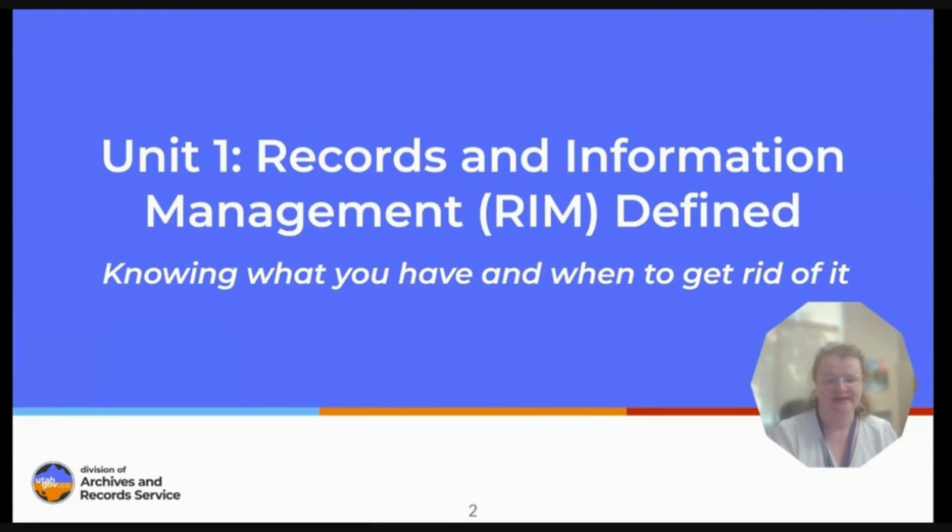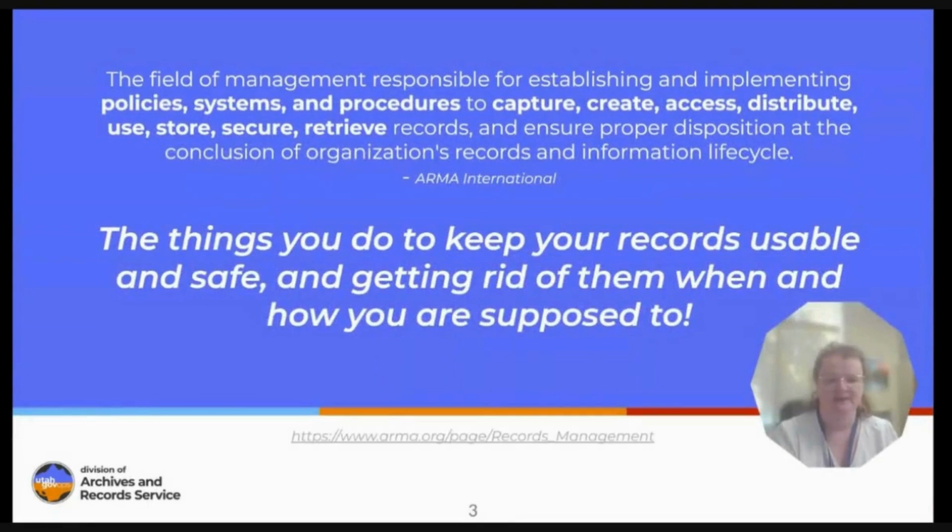So Unit 1, every industry, including government, practices some form of records management. So there are a lot of ways that records management can be defined. This definition up top is from ARMA, which is the American Records Management Association. And it says the field of management responsible for establishing and implementing policies, systems, and procedures to capture, create, access, distribute, use, store, secure, retrieve records, and ensure proper disposition at the conclusion of the organization's records and information lifecycle.